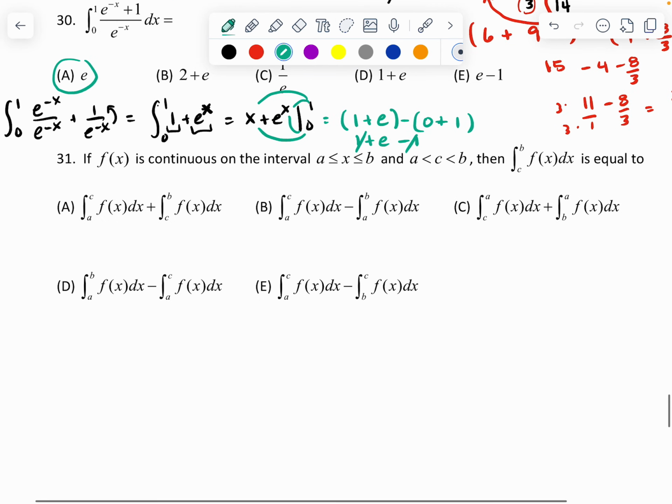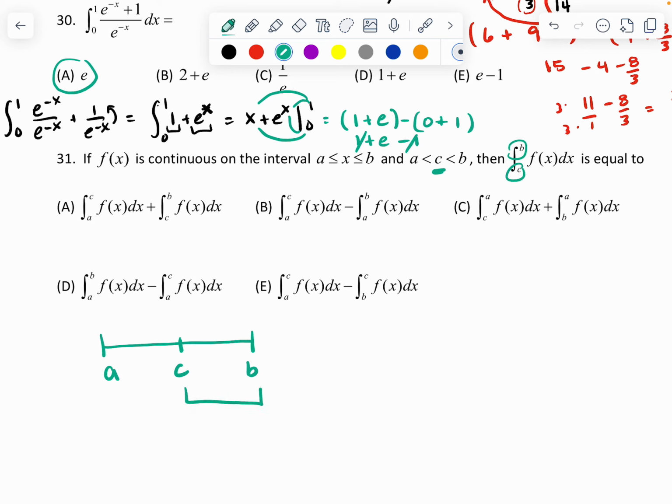Okay, 31. You have a function that's continuous on the interval from a to b. And it says that this c is in between a and b. And it wants me to find the integral from c to b of f of x. So it wants me to find this. Well, I've got to write myself an equation here, right? You've probably learned this in geometry, but if you do this plus this, you get all of it.